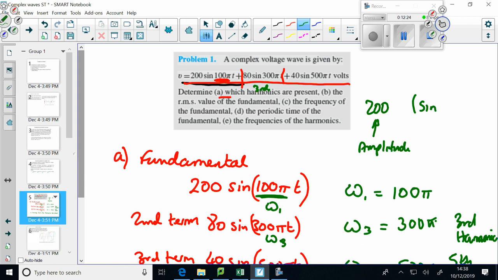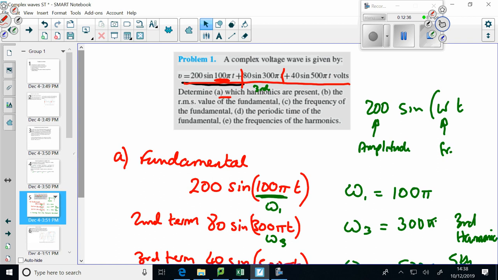Sine, and then you've got that times sine, isn't it? And then you've got omega t, and that bit is the angular frequency, and it's equal to 2 pi f, remember. So it's usually expressed as a multiple of pi for that reason. So we know now that we've got a fundamental, a third harmonic, and a fifth harmonic in that waveform.